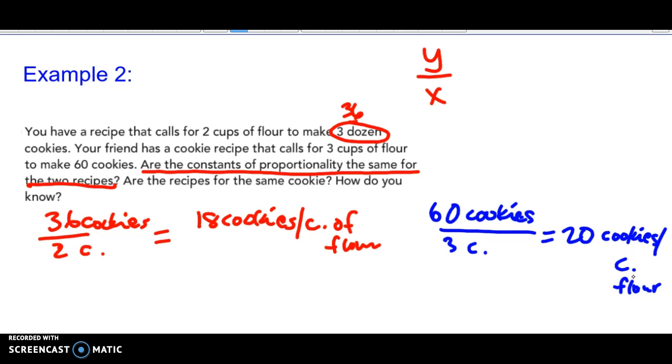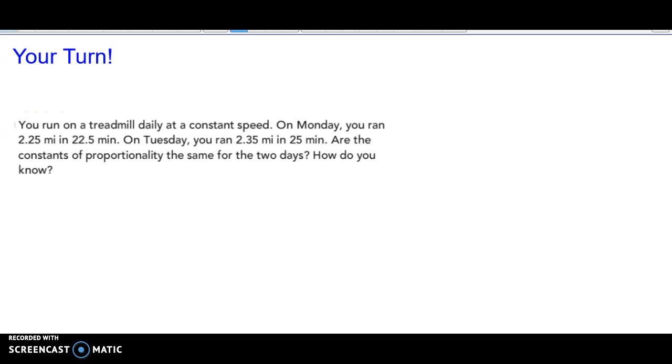So are the constants of proportionality the same? 18 is not the same as 20, so we can say no to question number 1. Are the recipes for the same cookie? No, those would be different cookies because they are different proportions. And I know because 18 cookies per 1 cup of flour is not the same as 20 cookies per cup of flour, so different recipes. All right, you can pause the video and try this one on your own.